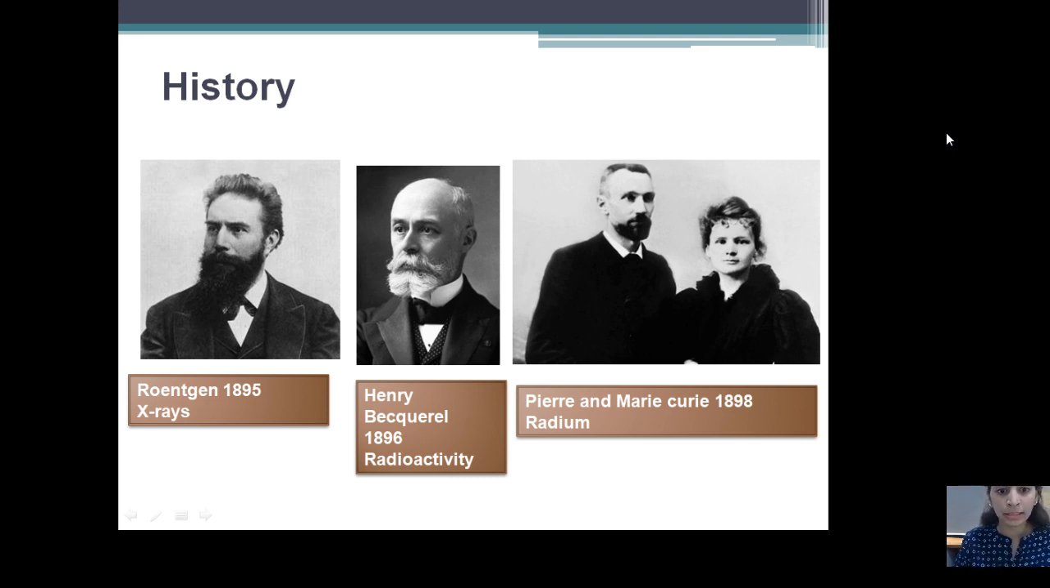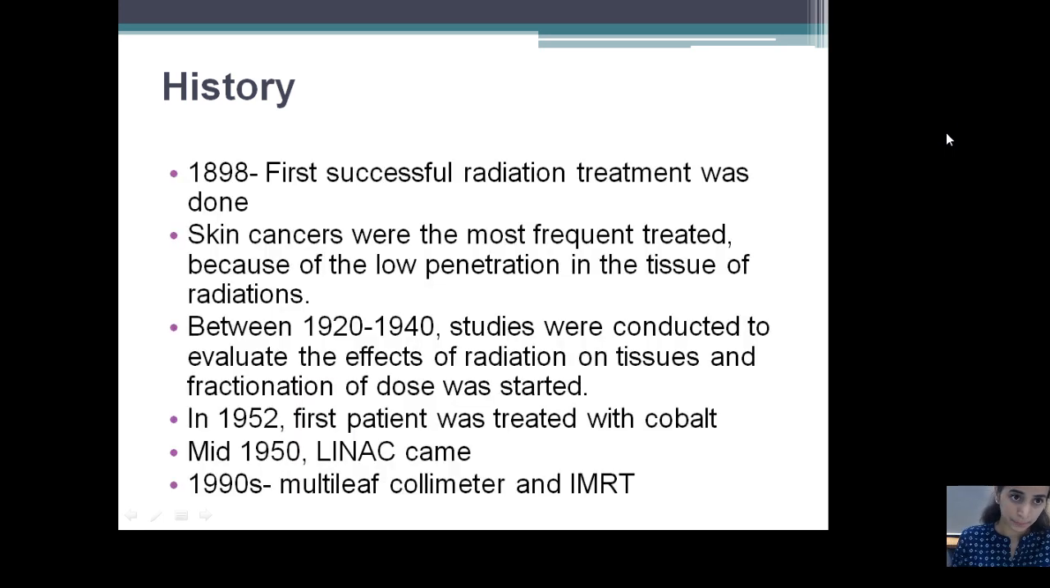And then in 1896, Dr. Becquerel discovered radioactivity, which was followed by the discovery of radium by Pierre and Marie Curie in 1898. So in 1898, the first successful radiation treatment was done. When it was first initiated, it was used most frequently to treat skin cancer.